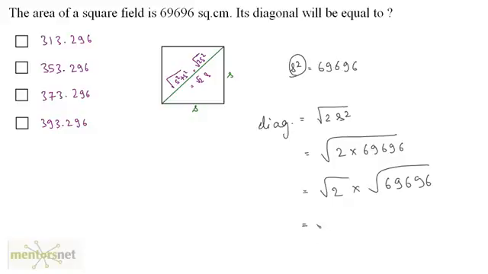So this equals under root 2, which is 1.414, times the under root of 69696, which you will get as 264. So 1.414 times 264 is 373.296 if you calculate, and this will be in centimeters. So the length of the diagonal we have found out. Option C is the correct answer.